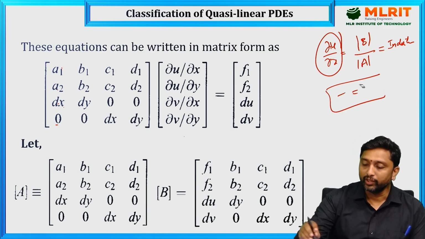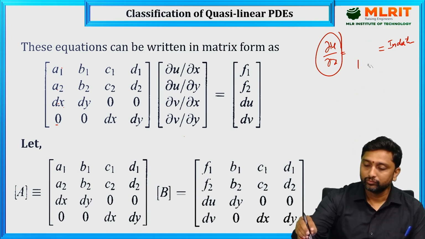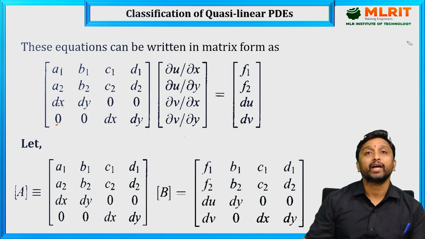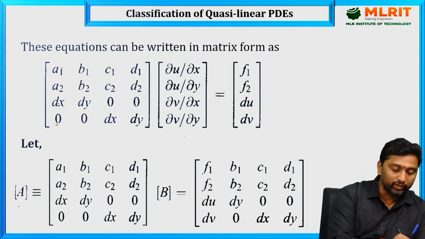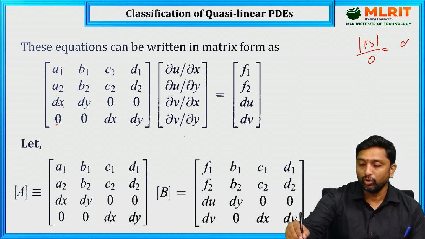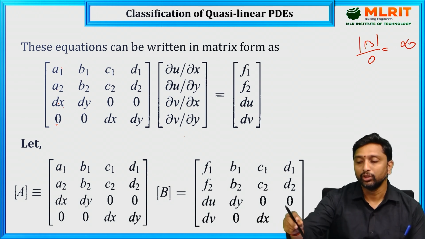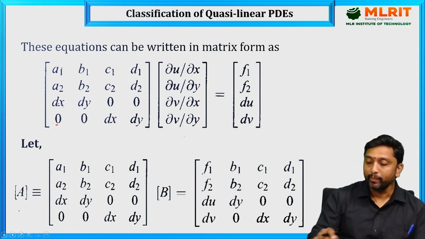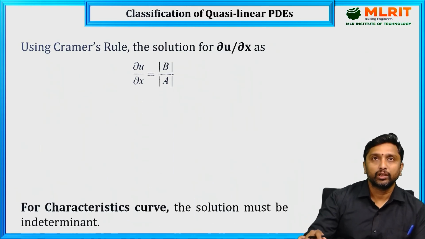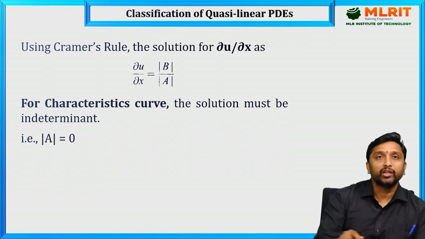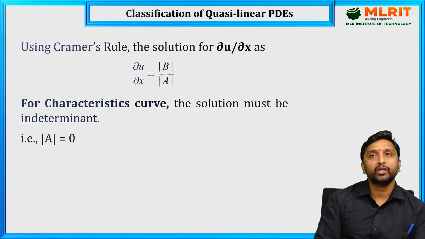So let us try to find out determinant of A. Hopefully I understood that. Because I'm trying to find out the characteristic curve for this particular set of equations, the determinant of A should always be 0. If determinant B by 0 is always infinity, you cannot determine the solution. So because of that, I'm considering determinant of A equal to 0. How do I find determinant A?